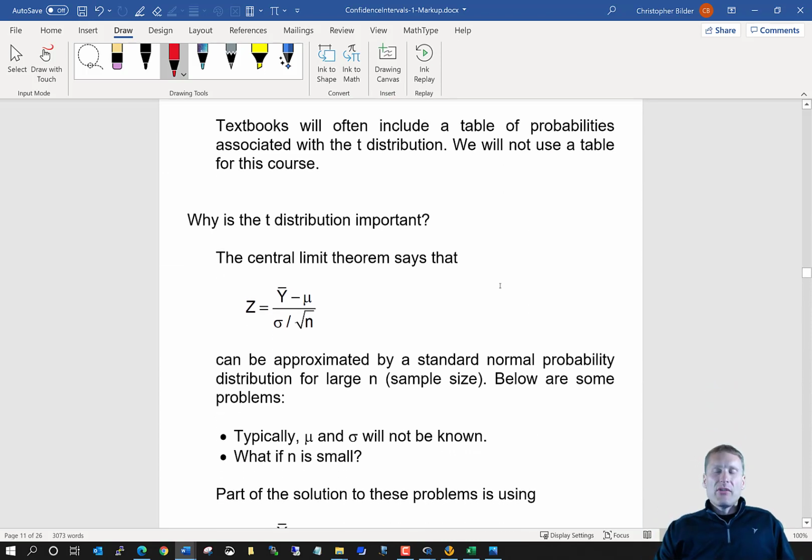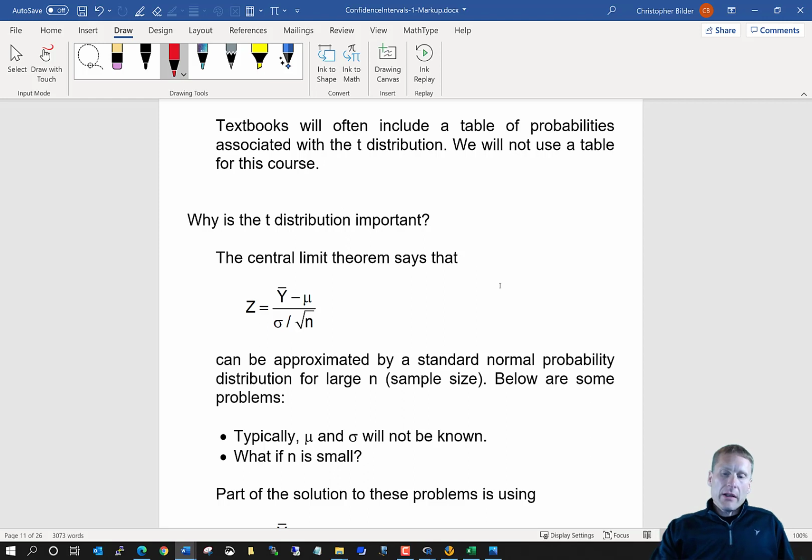Now note that most introductory textbooks will often include a table of probabilities associated with a t-distribution, similar to what we saw with a standard normal distribution. And those books would spend a lot of time showing the students how to use the table to find it. But in the end, there's no reason to use a table anymore. Let's just use R or some other statistical software package that does the calculation for us.